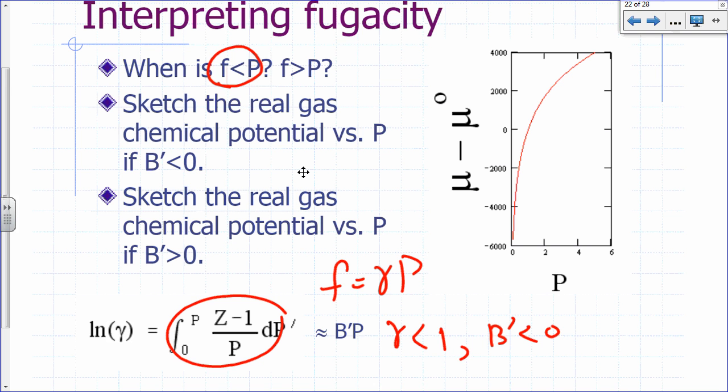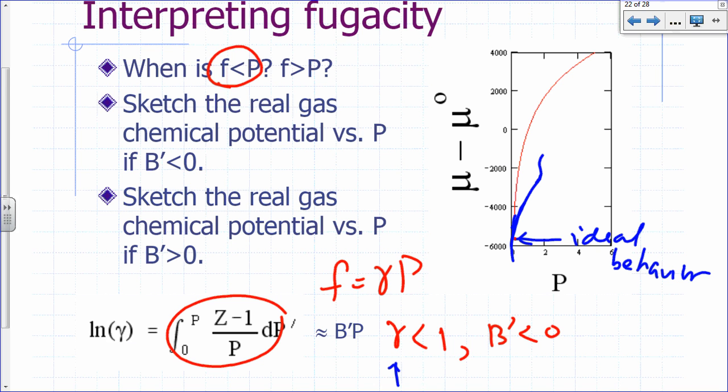So when B prime is negative, first of all, down here at very low pressure, your gas and an ideal gas would match, so you have ideal behavior over here. If B prime is less than 0, your gamma is going to start off less than 1. So your fugacity will be less than the pressure, and your chemical potential is going to be less than ideal.